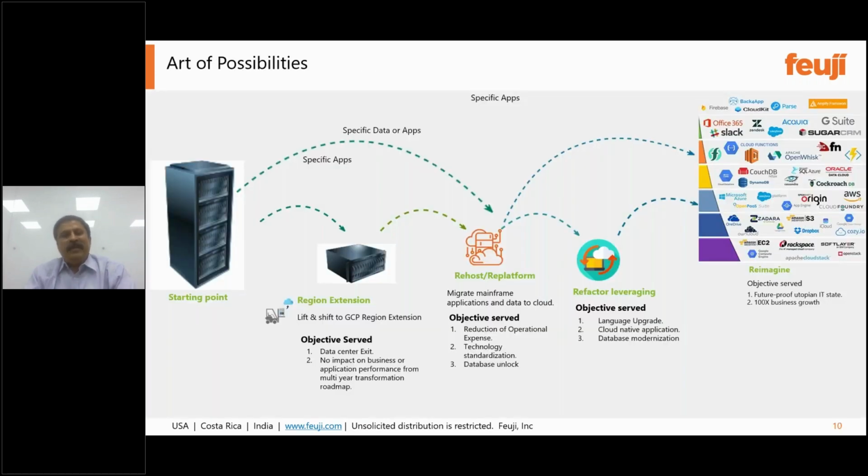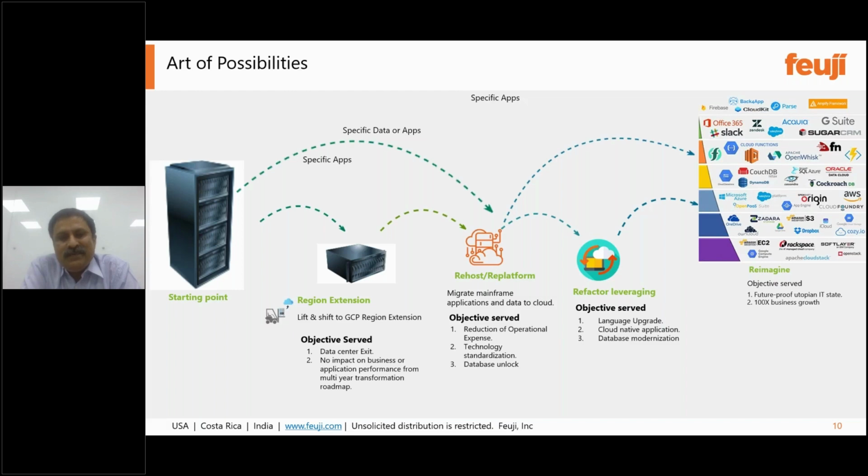Now let's look at what options customers have when they are migrating. These are a lot of questions a customer has to think through before they start the journey to cloud. So whenever you are migrating from mainframe, like any other application migration methodology, here also you will see a lot of options that customers can choose from depending upon their objective. One of the things is region extension. Region extension is nothing but you pretty much lift the IBM mainframe hardware and put it into the cloud region, where every cloud will have a region extension.